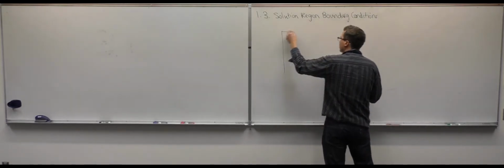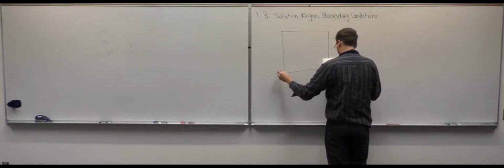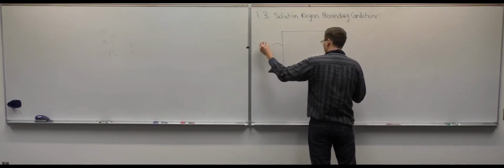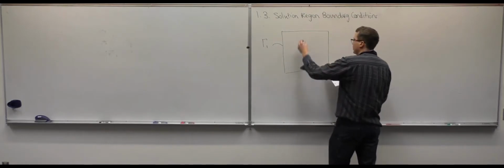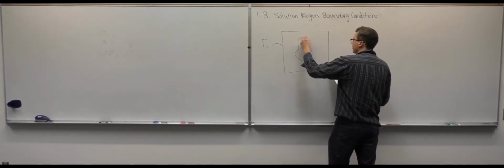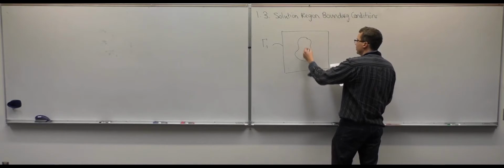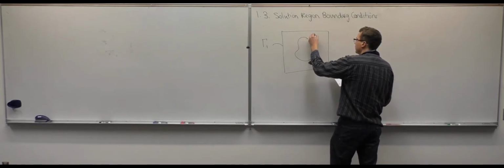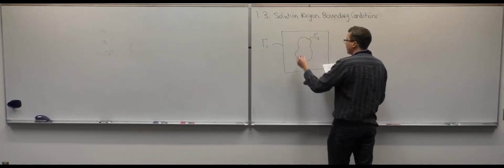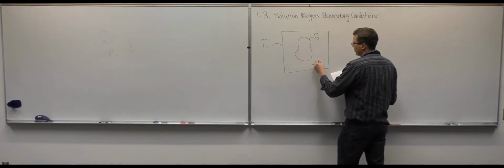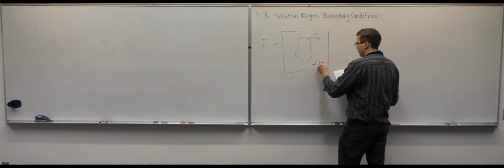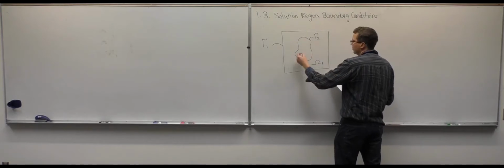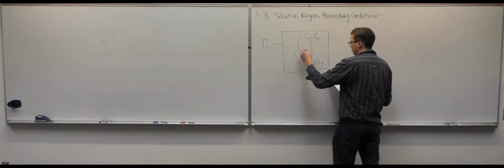So if we have a problem region with a boundary on the outside, gamma 1, and then we have an internal boundary, gamma 2, and so then we have two subdomains. We have subdomain 1 and an internal subdomain 2.